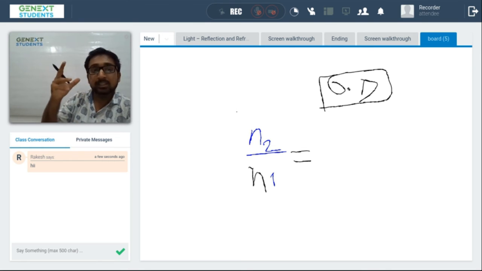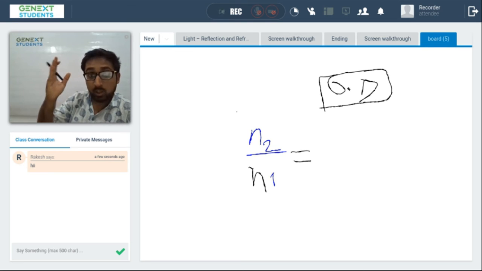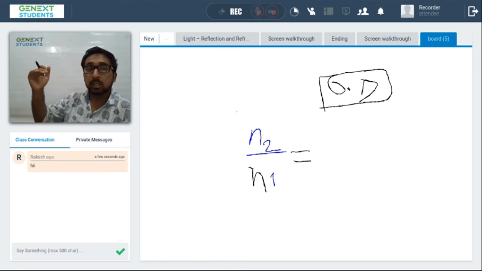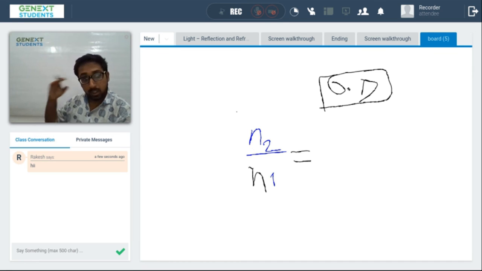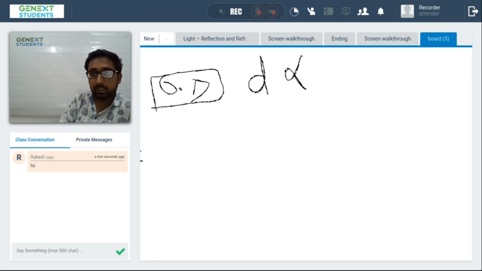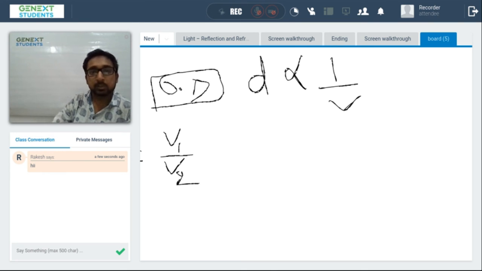And if you imagine it practically, you will understand that the more the density, the slower the speed. The more the density, the lesser the speed of the light. Understand this. Therefore, the optical density is inversely proportional to speed, which is denoted by n, the refractive index, right? So this is how we get n2 upon n1 equals v1 upon v2. This is what they are trying to say in this part.